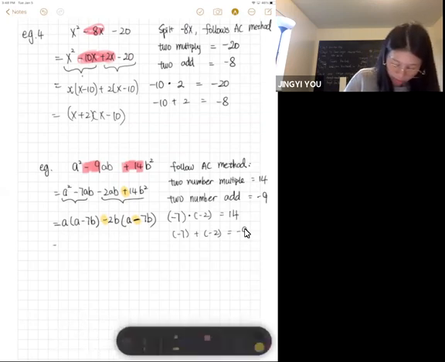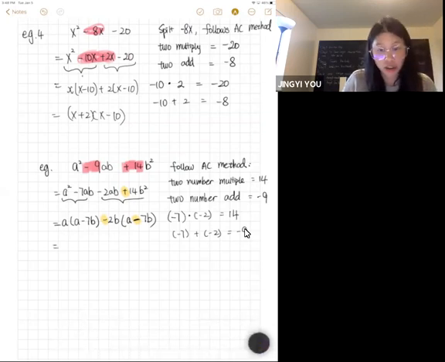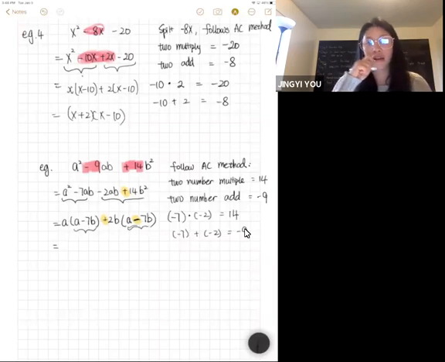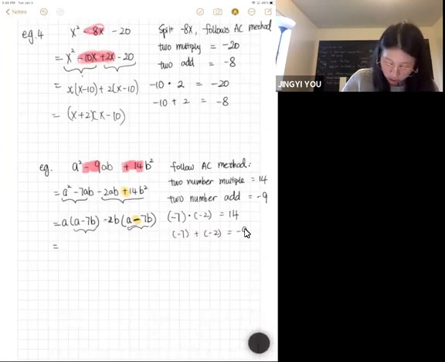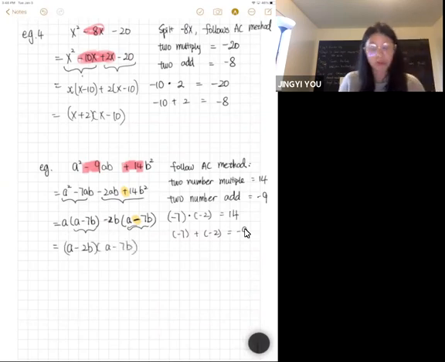Okay, why do I want the negative? If this is a positive, the sign will be totally opposite of this part. Remember we learned that trick in the last section. That's why we want the negative sign. We want -2b instead of +2b. So I have a minus 2b times a minus 7b as the factored form. That's how you factor this part out.